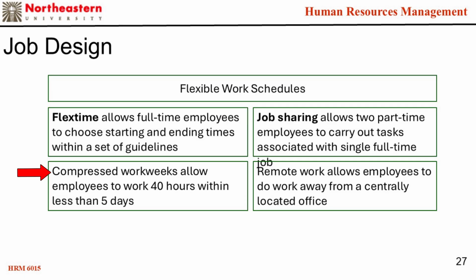Compressed work weeks is when you allow people to work your regular 40-hour shift in less than 5 days. Instead of doing 8 hours a day for 5 days, you can do 10 hours a day for 4 days. So you can work Monday through Thursday and have a 3-day weekend. Remote work is allowing people to work remotely outside of the office rather than being in person. A lot of places after the pandemic have done that.